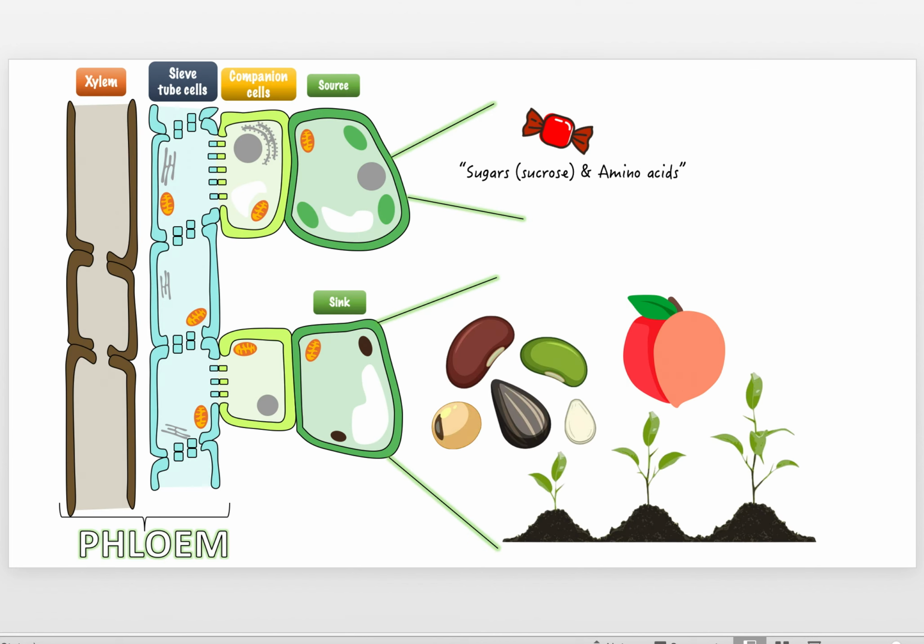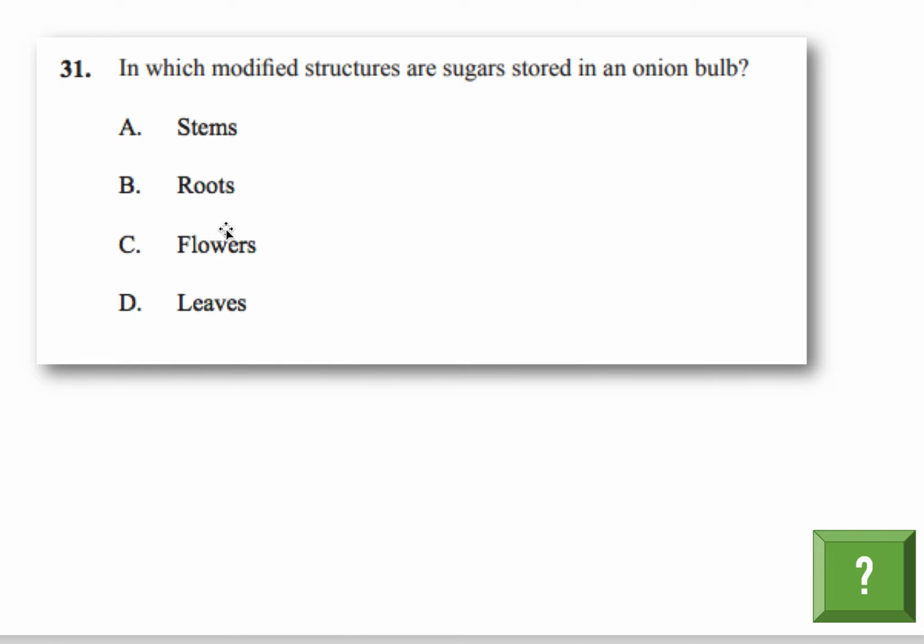Let me show you. A source is typically going to be a leaf, okay? This is the phloem. So the source can be anything that makes the sugars and amino acids, and that will typically be a leaf, and the sink would be the place that requires it, like the fruit, the seeds, even some other leaves, okay? So in which one of these could be a source? It's highly likely going to be the leaves, right? The leaves are the places that do photosynthesis and can actually make sugar, okay? So it's definitely going to be D.